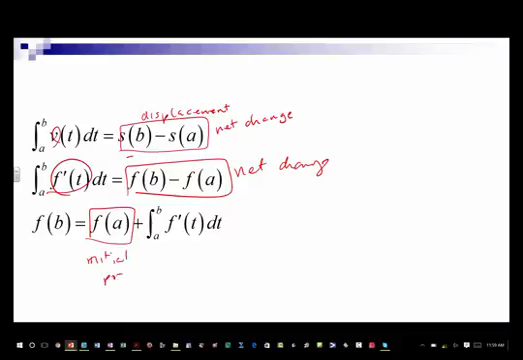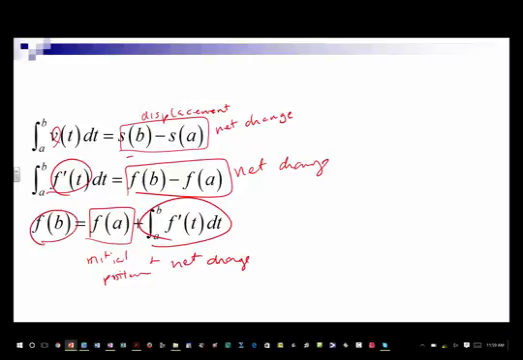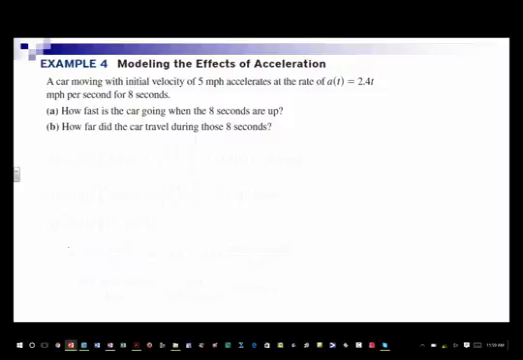Initial position, and the net change, and when we add that together we get our final position or final value. Alright, so let's put those ideas together for another couple of problems.